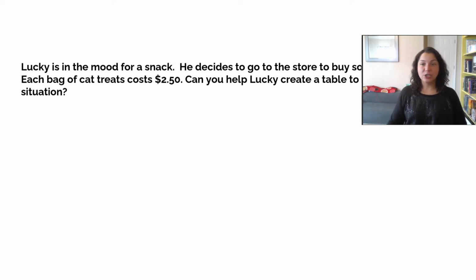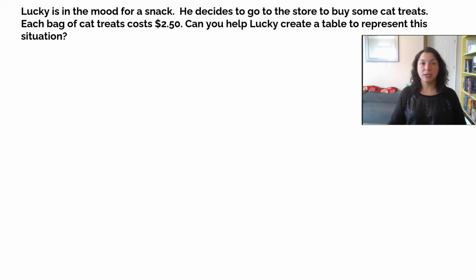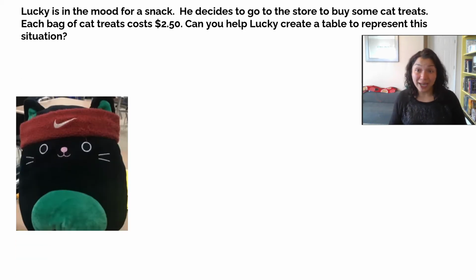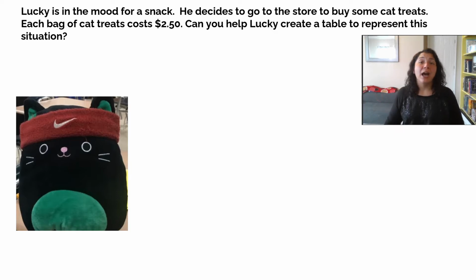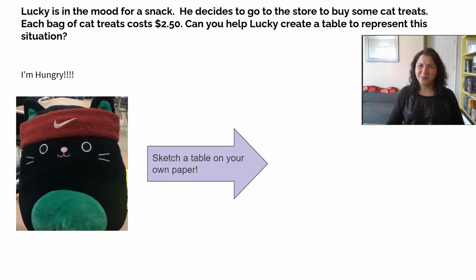All right, so here we are. Lucky, real cat. He decides to go to the store, buy some cat treats, you know, normal cat stuff. And he decides to get these expensive bougie treats that cost $2.50 a whole bag. So what we're going to do is help Lucky out, because times are hard for a cat. And we want to build a table.